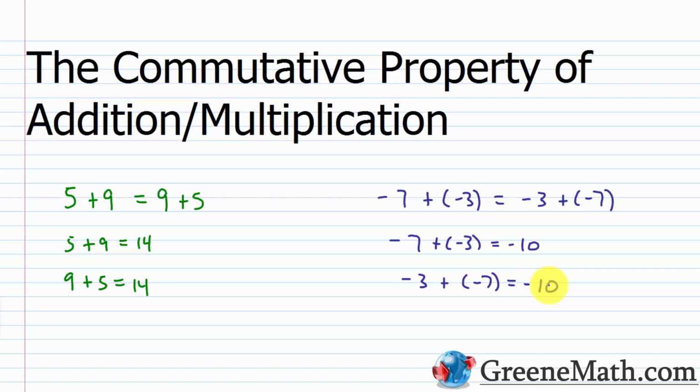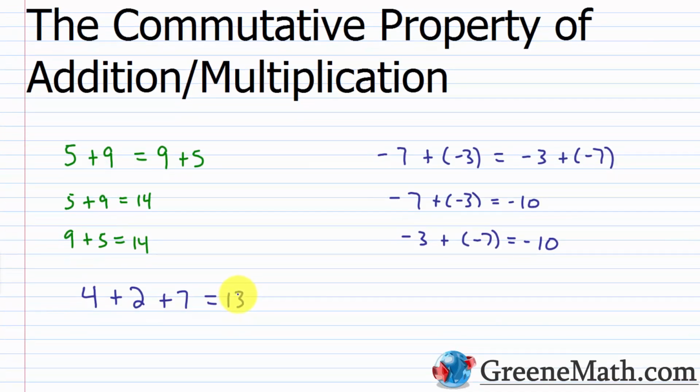This property also extends to more than just two numbers. If I'm only performing addition, then I can add in any order that I'd like. I could have 4 trillion numbers, and I could change the order up as much as I want. I will never change the result. As a quick example, suppose we had 4 plus 2 plus 7. 4 plus 2 is 6, 6 plus 7 is 13.